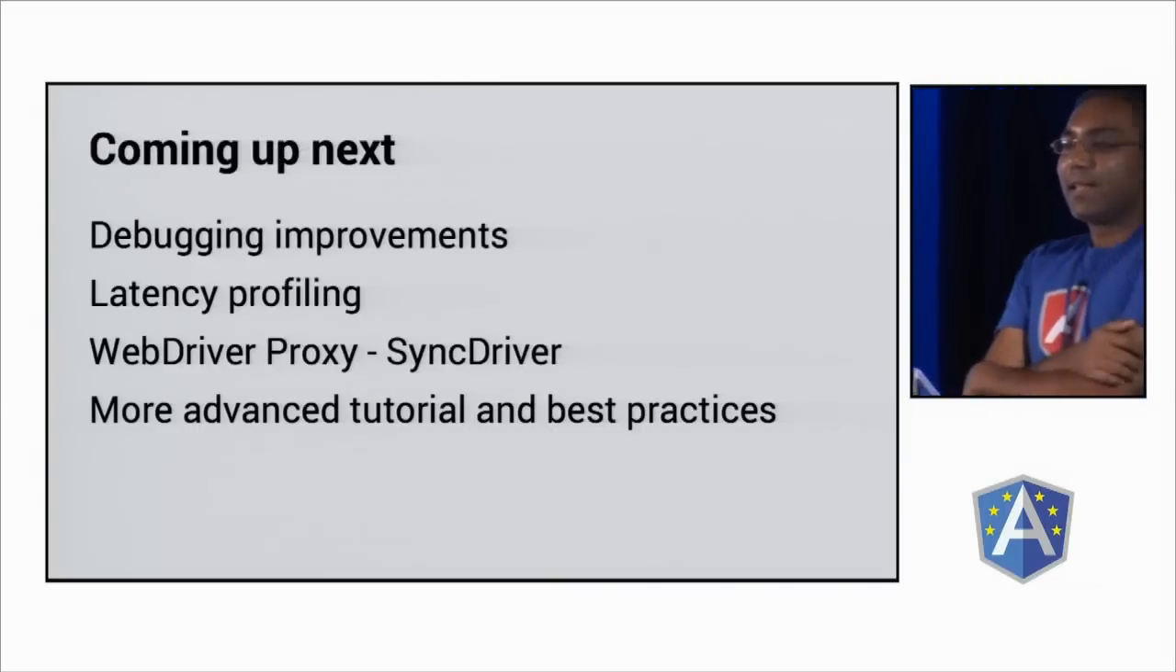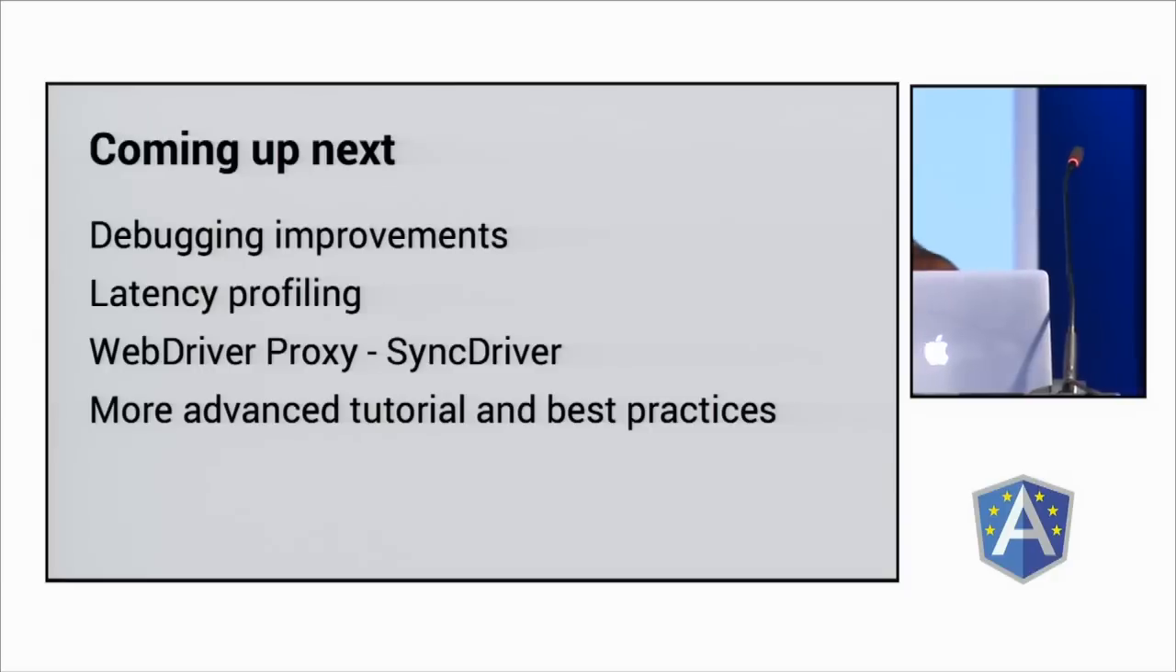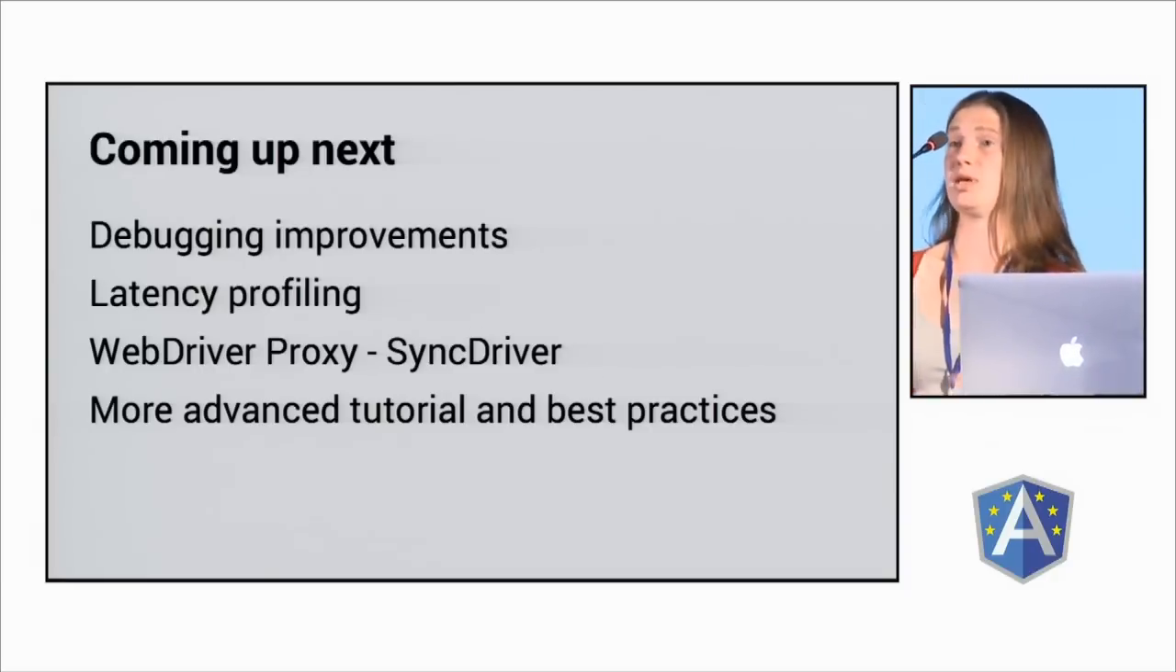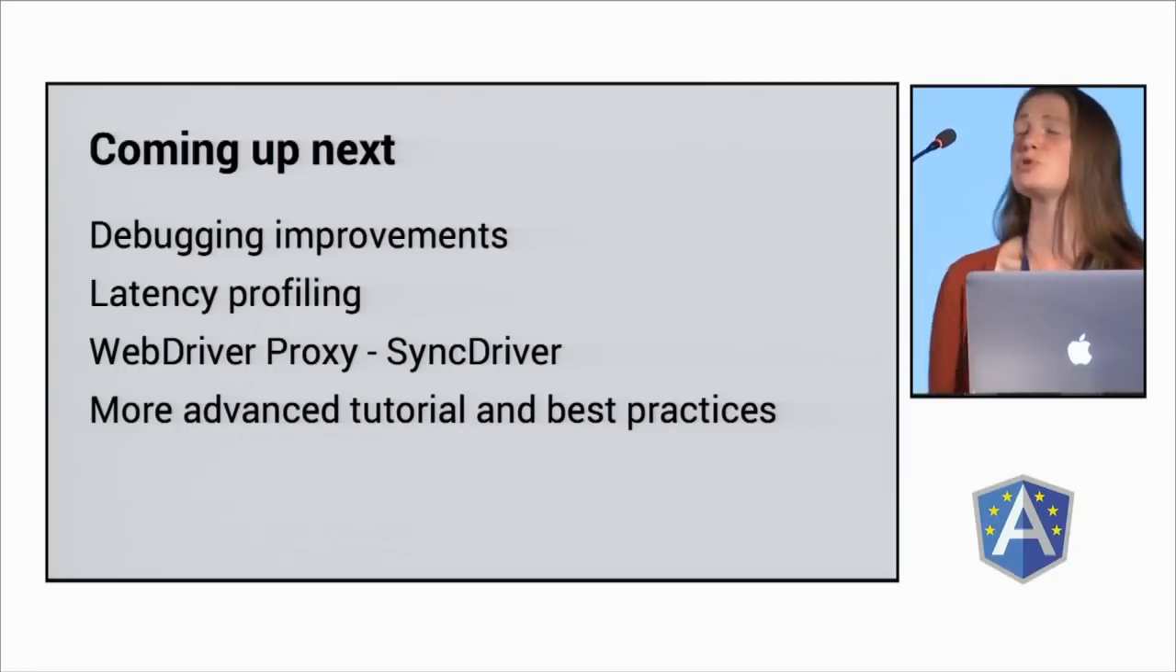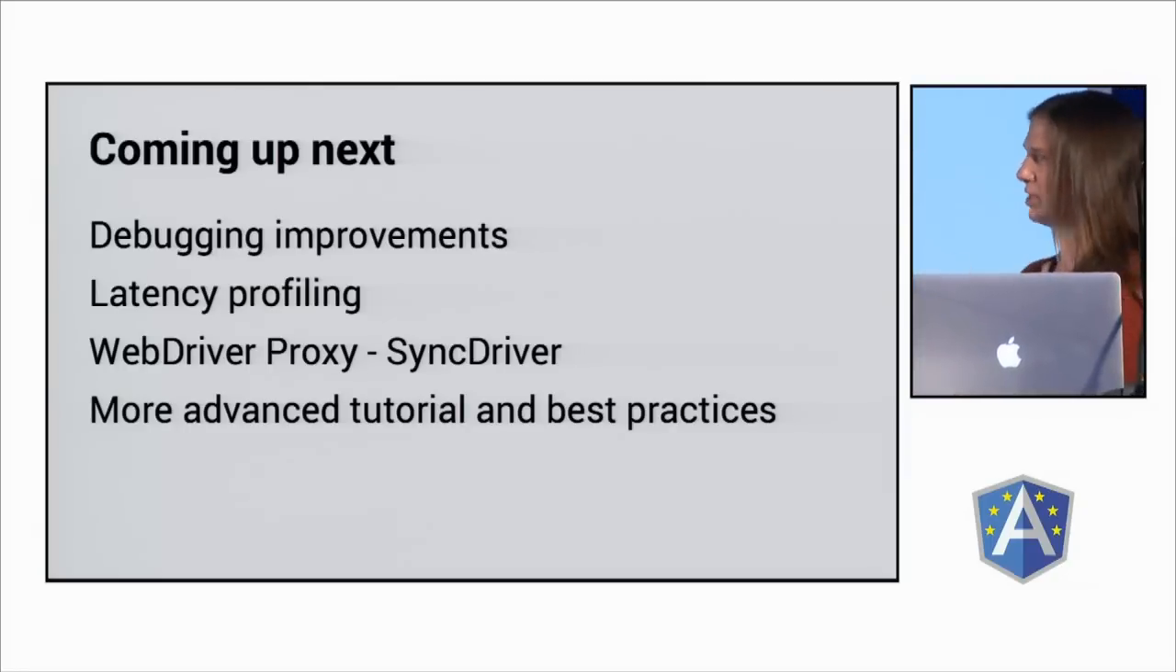Cool. So as I mentioned, we released 1.0 in July, but we're still definitely working on Protractor. And we have a bunch of things coming up. The first being debugging improvements, since debugging end-to-end tests is historically a pain and still not nearly as easy as I would like, even with the improvements that Protractor already gives you. We also want to give some sort of insight into why maybe tests are being slow. So some high-level latency profiling, not low-level benchmarking of DOM manipulation, but just where's the bulk of time in my test being spent.